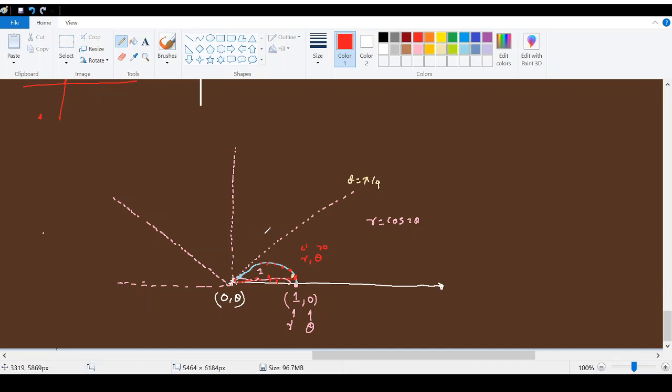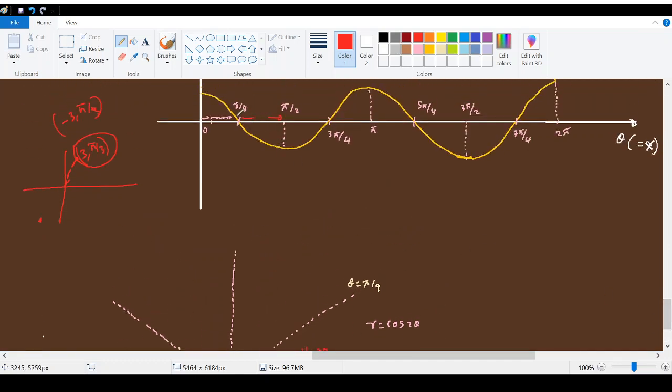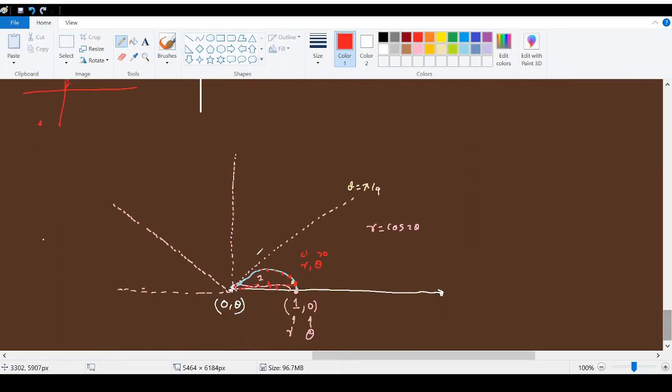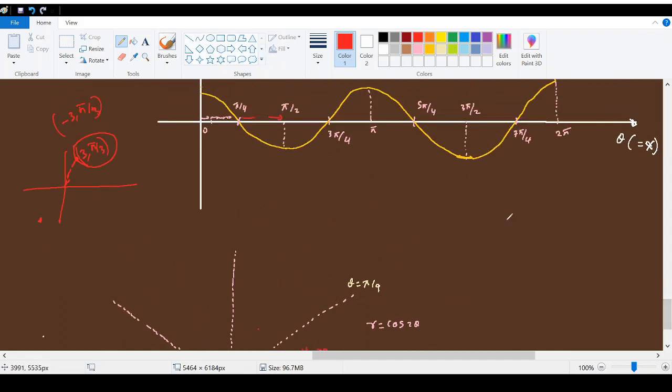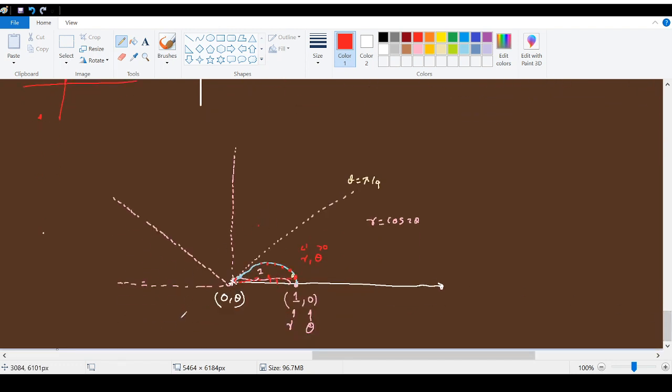So accordingly, it says when theta is increasing from pi by 4 to pi by 2, you will be getting a negative radius. So although when theta is greater than pi by 4 and less than pi by 2 the natural intuition is to have points in here, from this graph we can see that it actually calls for the points in this region.